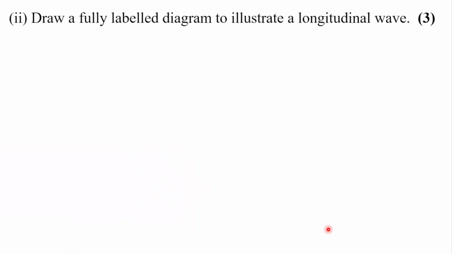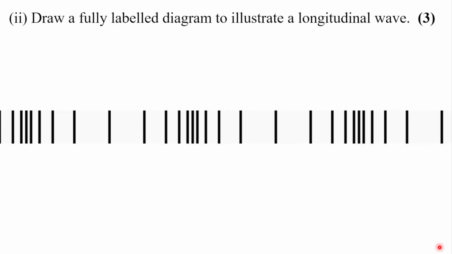The next part of the question now says to draw a fully labeled diagram to illustrate a longitudinal wave for 3 marks. And don't worry, I'm not going to take up a lot of time to draw this, so I'll pre-prepare this for you nicely. So let's just show it. Notice there, what you need to outline with longitudinal waves is that you have some portions where the lines are close together and some where the lines are further apart. And they pretty much create a nice equal pattern throughout the entire motion.